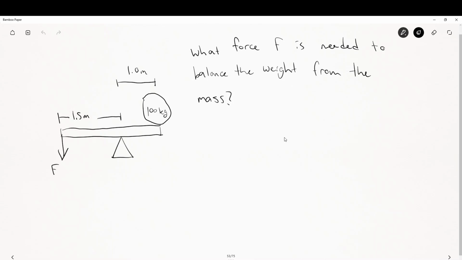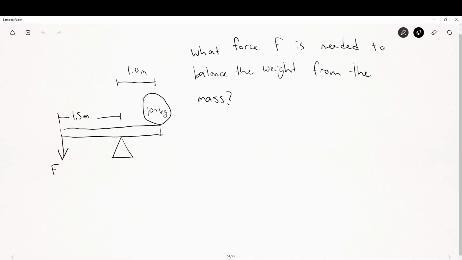Torque can be used to understand levers and mechanical advantage. So here I have an example with a lever system. I have some downward force pointing down on the left, which is not known, and I have a 100 kilogram mass sitting on the other side of this seesaw, 1 meter away from the actual pivot, and the force is a little bit further away, 1.5 meters away.